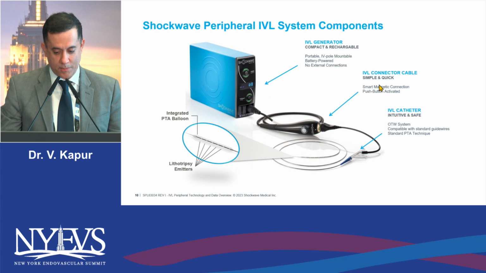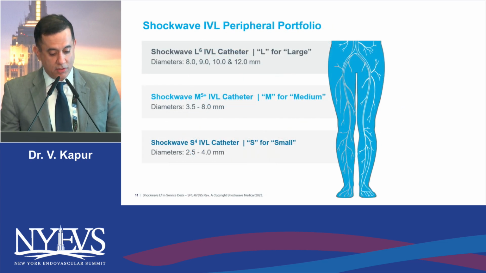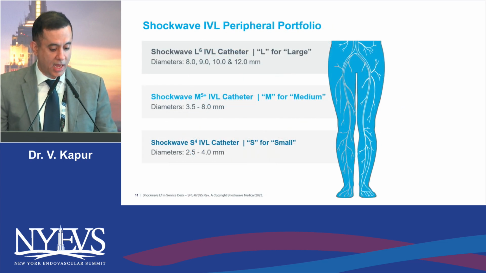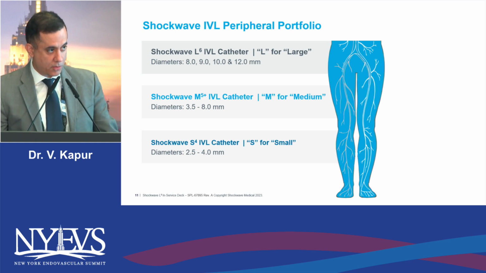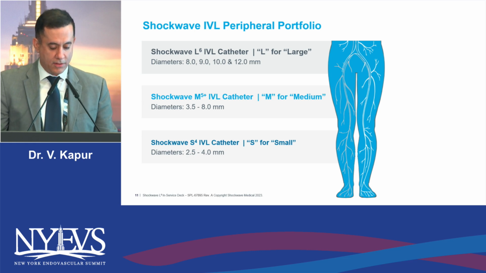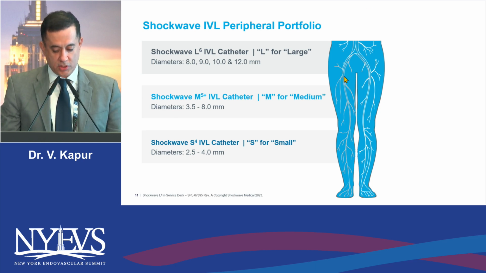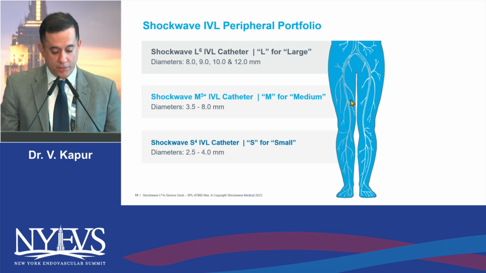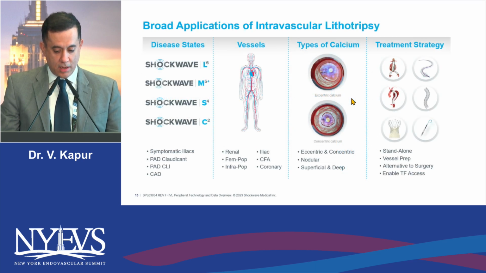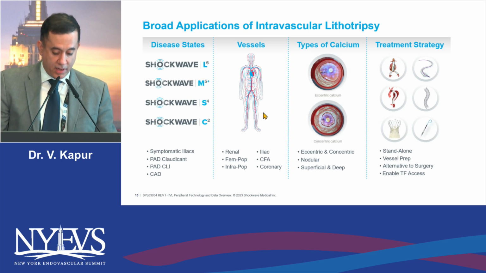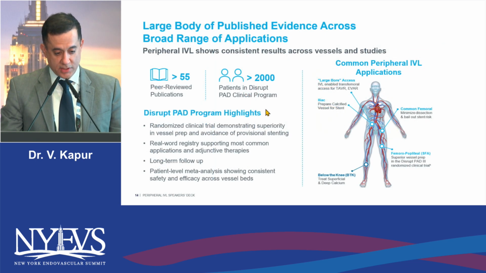This is your basic setup of your Shockwave device. The good thing is now they're coming up in multiple different sizes and forms. You have the Shockwave L, which is meant for large accesses. I'm sure people who do large bore accesses and other devices, it comes in 8, 9, 10, and 12. You have the medium, which is more for your SFA and the pop. And then you have the Shockwave S, which is for below the knee lesions extending from 2.5 to 4 vessel diameters. Again, the same form is used in various entities and vessels, all the way from renal, iliacs, subclavians, coronary, SFA, pop, and infrapop lesions as well.